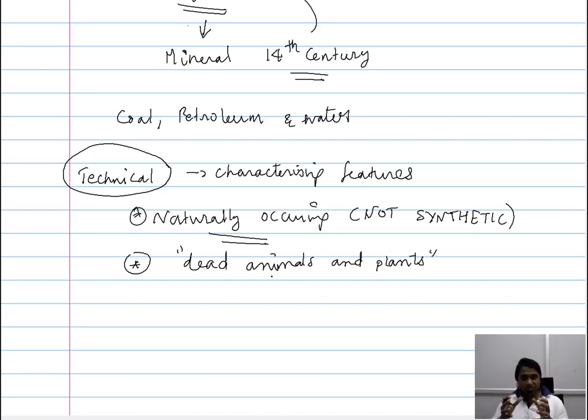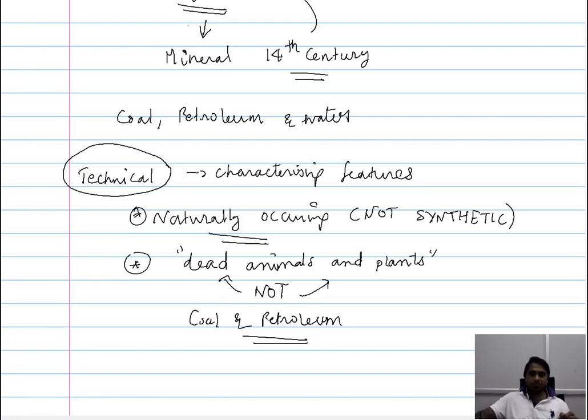So in this context, if the technical definition of minerals does not involve dead animals and plants, then it means that in a technical context, coal and petroleum will not be referred to as minerals. So even though in an economical standpoint, coal and petroleum are referred to as minerals because it is something that is mined out or extracted out on an industrial level and it is of economic significance.